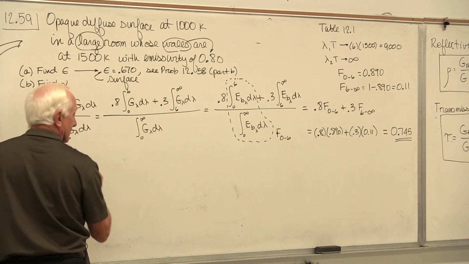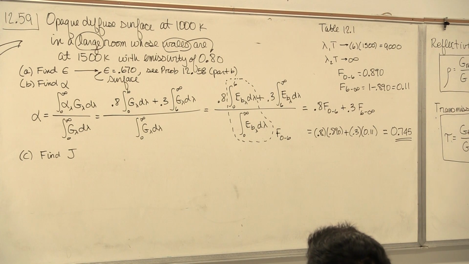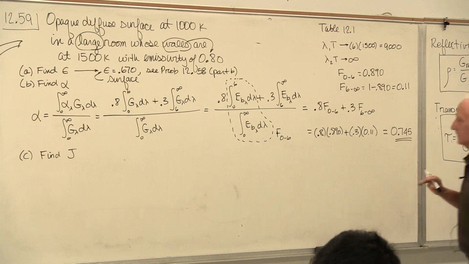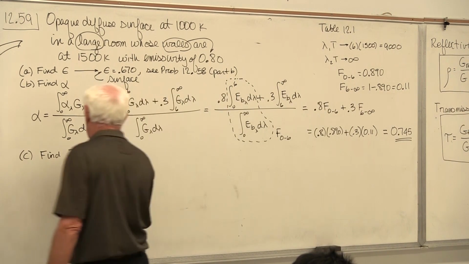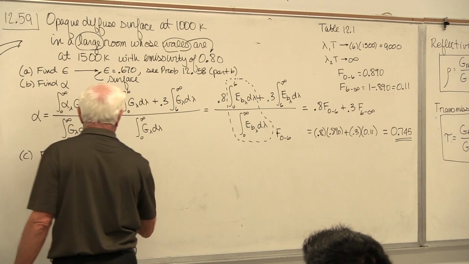The radiosity, J. Okay, here it is over here now. What's J? J is the thermal radiation leaving the surface. How does it leave the surface? Number one, it can leave by emission, capital E. Number two, there can be reflection from the incoming irradiation, rho G. Okay, so J equals E plus rho G.